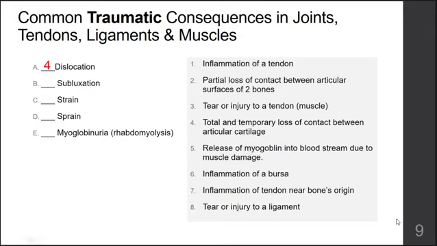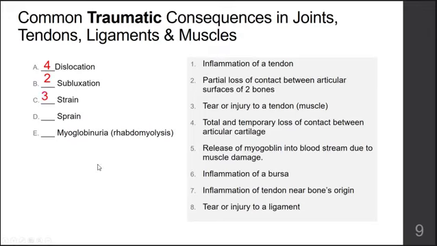Next is a subluxation. A subluxation is a partial loss of contact between articular surfaces of two bones, common in some of the same structures that I mentioned with dislocation: shoulder, elbow, wrist, hip, knee. But the big difference between the two is total when it comes to dislocation and partial when it comes to subluxation.